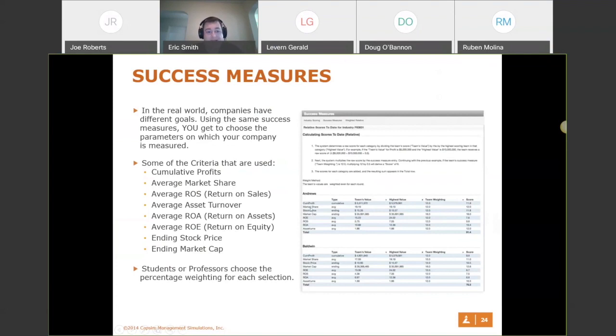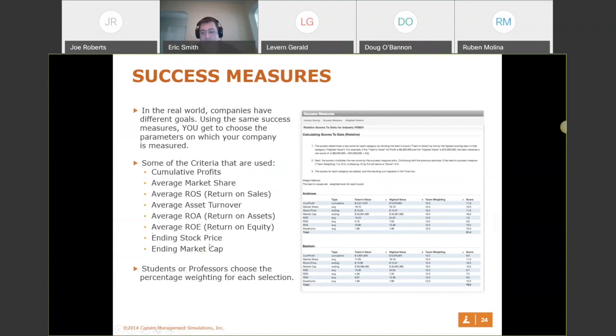if I'm trying to maximize a specific ratio. But in terms of grading, I'm sure all this is outlined in the syllabus as far as how the success measures come into play. But these are all pretty straightforward in terms of what they are. The only tricky thing to remember is that some of them are averaged and others are just looking at the ending values. So I think some reward consistency, whereas others, if you make a big push at the end, you can make a big difference on something like stock price or cumulative profits or market cap.